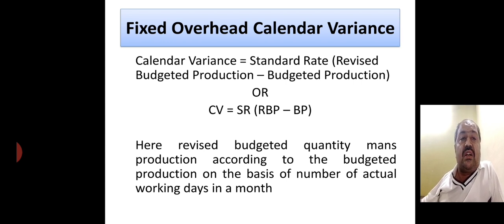Calendar variance is equal to standard rate into revised budgeted production minus budgeted production. Here revised budgeted production means revised production with the help of days. The shortcut formula is RBP minus BP. Here, revised budgeted quantity means production according to the budgeted production on the basis of the number of actual working days in a month. So days must be given. There is no possibility of calendar variance if days are not given in the example.